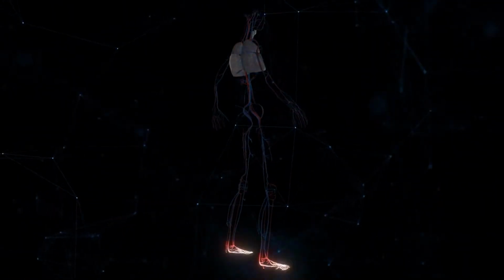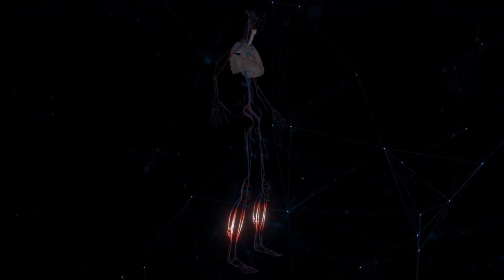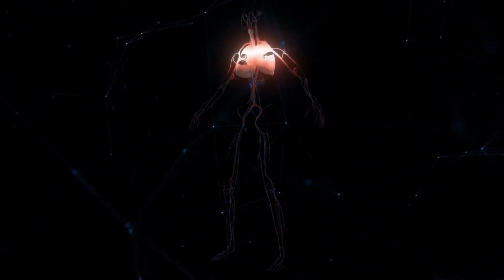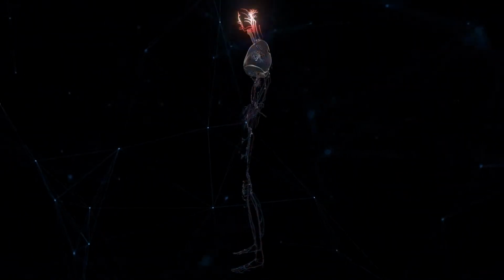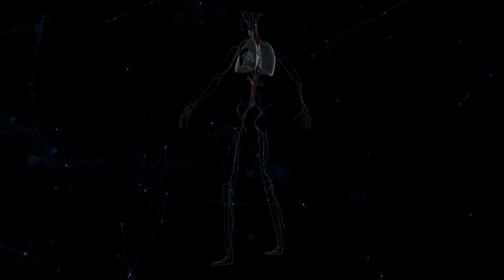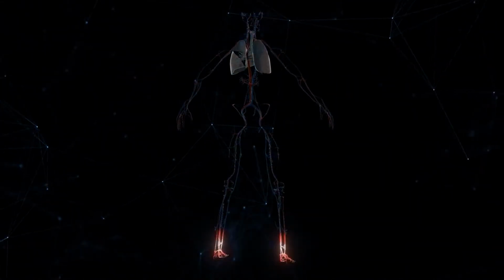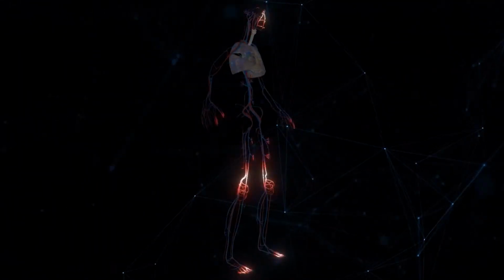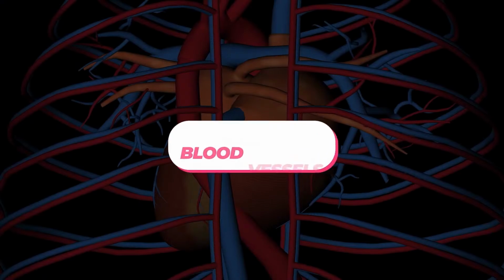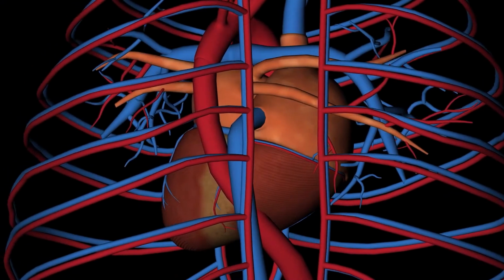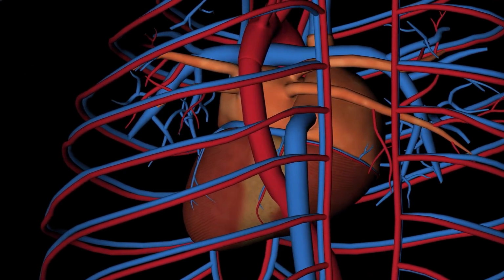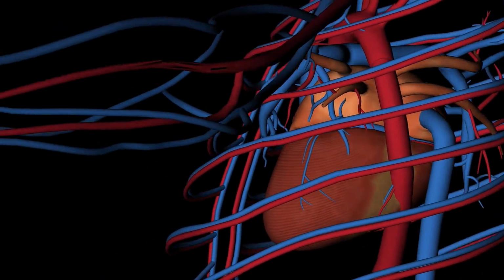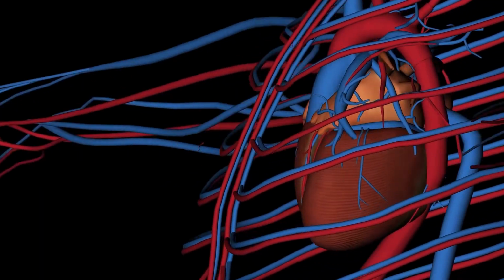The tricuspid valve is located between the right atrium and right ventricle, and the mitral valve is located between the left atrium and left ventricle. The aortic valve is located between the left ventricle and the aorta, and the pulmonary valve is located between the right ventricle and the pulmonary artery. Blood vessels. The blood vessels are tubes that carry blood throughout the body. There are 3 types of blood vessels: arteries, veins, and capillaries.